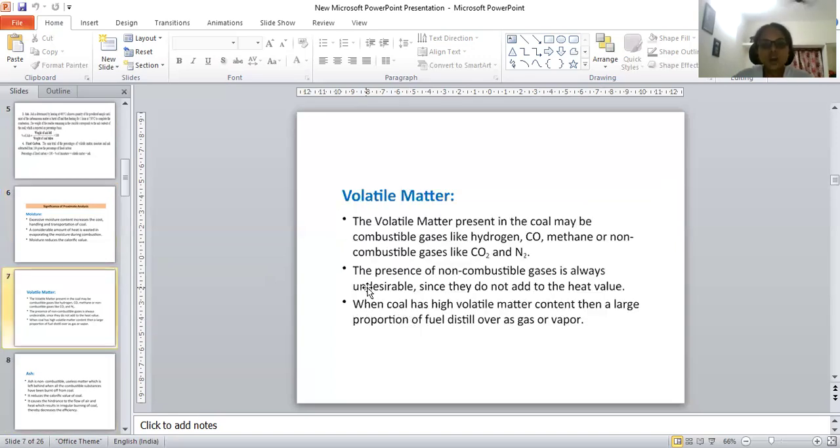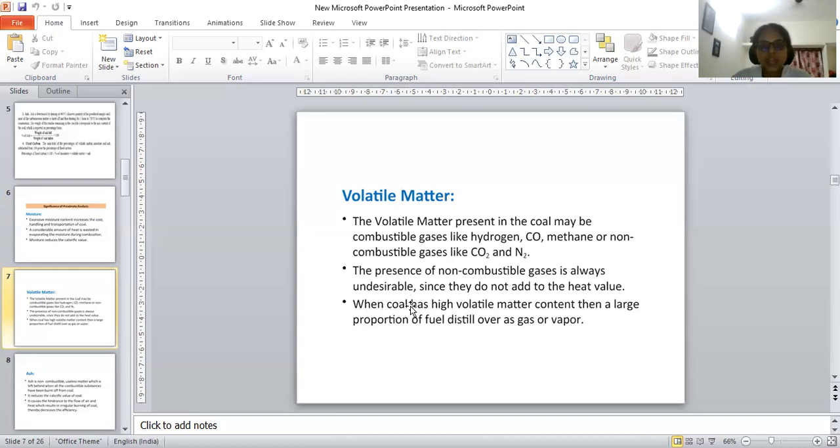Next one is volatile matter. The volatile matter present in the coal may be combustible gases like hydrogen, carbon monoxide, methane, or non-combustible gases like carbon dioxide and nitrogen. The presence of non-combustible gases is always undesirable since they do not add to the heat value. When coal has high volatile matter content, then a large proportion of fuel distills over as gas or vapor.